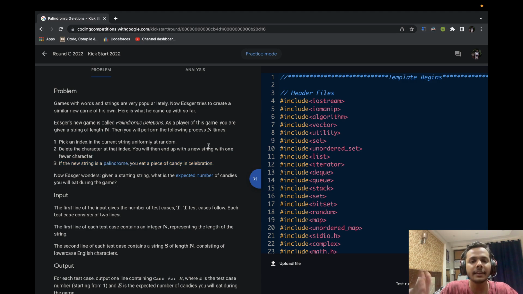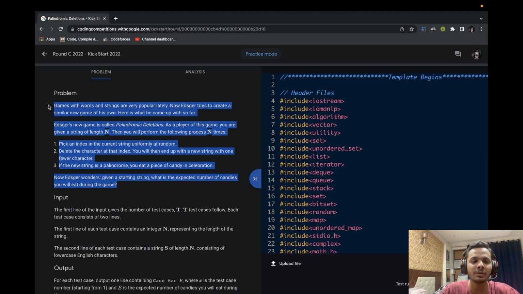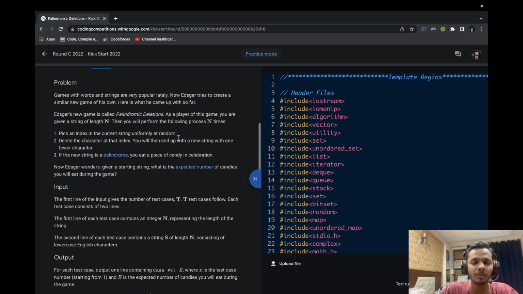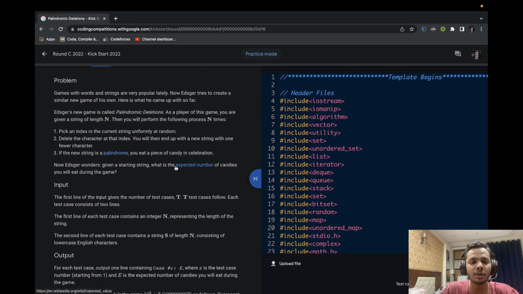So you do this process exactly n times, and the question that you have to answer is, given a starting string, what is the expected number of candies that you will eat during the game? Okay. So if you don't know about probability and expected value, I don't think you should move ahead with solving this problem. You should first learn about these concepts and solve some simple problems from Codeforces maybe. But if you know about it, then we can go ahead and solve this problem.